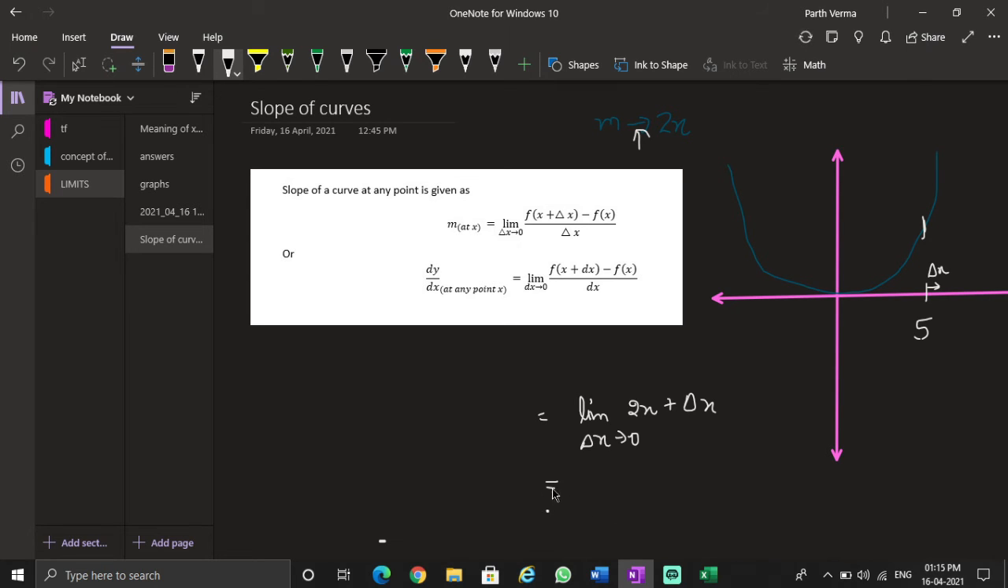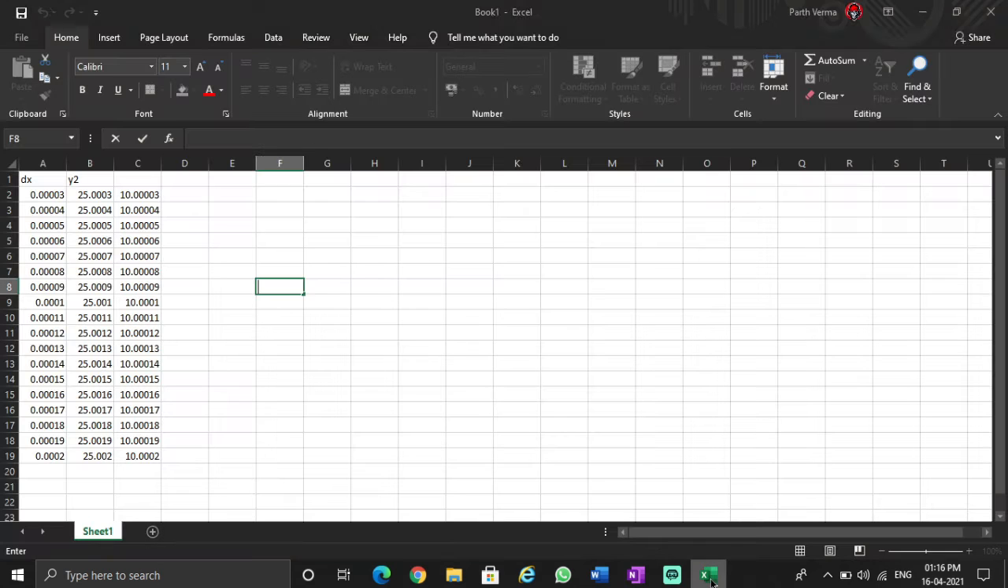So why turn this symbol into an arrow? When delta x tends to 0, which is almost 0 now, and we made it 0, the slope at the point is given by 2x. So the slope at point 5 should be 10. That should be the rate of growing of the function at x equals 5. Let's understand this. This should not be an arrow, it should be equal to. Let's understand it here through the Excel.